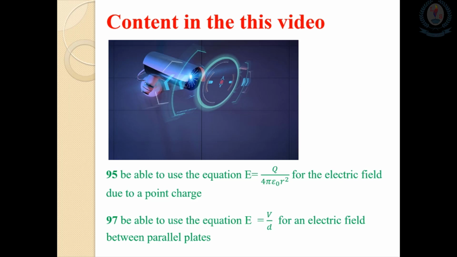In this video, I have included the facts related to spec point 95, that is, use the equation E equals Q over 4 pi epsilon 0 r squared for the electric field due to a point charge, and spec point 97, use the equation E equals V over d for an electric field between parallel plates.